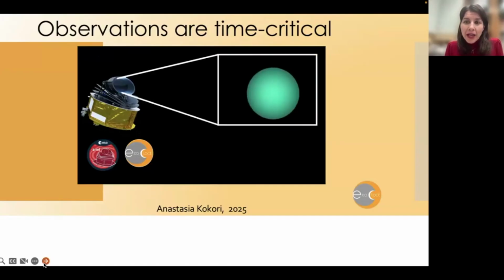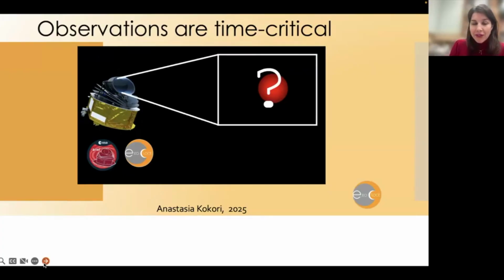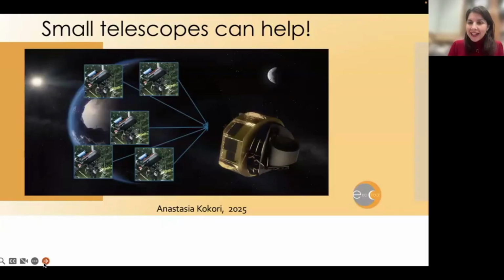And if we have a good, precise ephemeris of the planet, then everything is fine. But if we reach a planet like here, where we didn't have a very good estimation of the ephemeris, of the timing of the transit, then that means that we lose information about the transit, but also about the planet in general, since this is our only window at the moment. This is exactly where small telescopes can help.